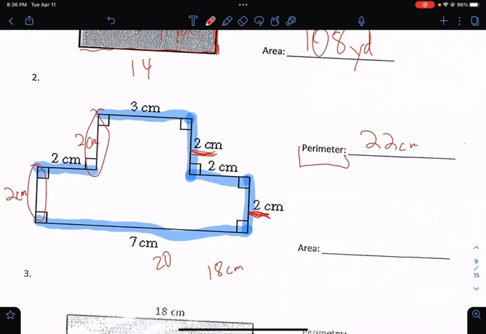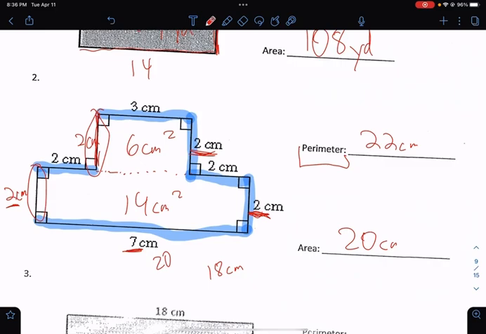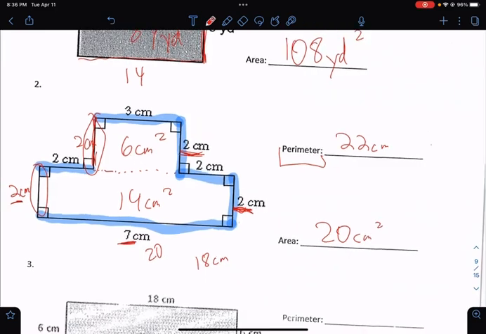All right, if you're going to find the area, I'm going to make my dash line. This is 2 times 3, which is 6 centimeters squared. Then the bottom one is going to be 7 times 2, because that's base times height. That's 14 centimeters squared. Add those together, 20 centimeters squared.